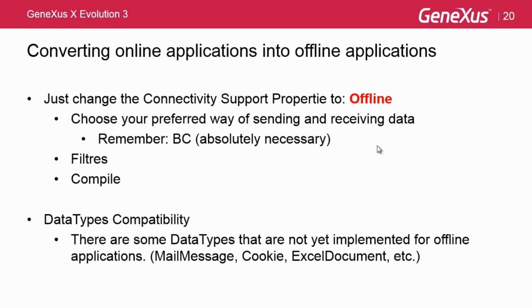We should also remember that there are some non-compatible data types. There are some examples like mail messenger, cookie, Excel document, and others. You can find further information on this topic at the wiki, but the main conclusion to draw now is that changing our online applications to offline is quite easy to do.